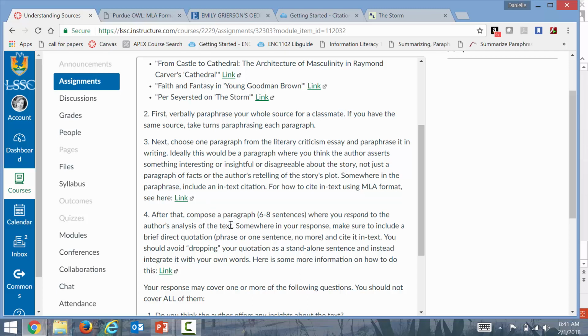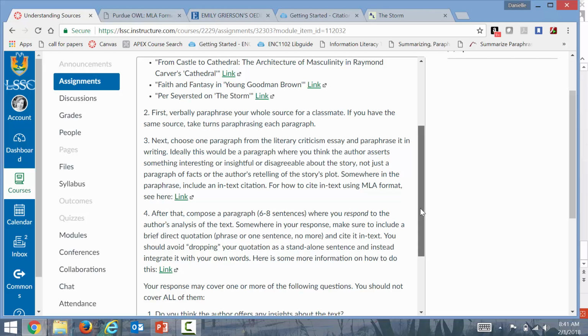Number 4, after that, compose a paragraph. So this is another paragraph where you respond to the author's analysis of the text. Somewhere in your response, make sure to include a brief direct quotation. So that means copying and pasting word for word. And when I say brief, I mean one sentence or a phrase. Don't give me a whole bunch.